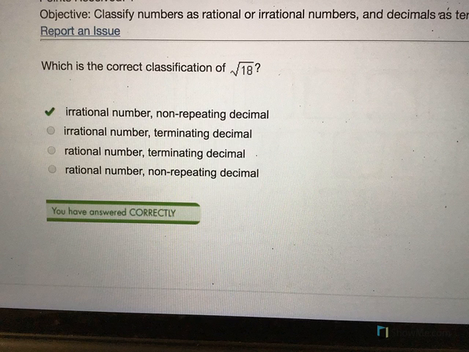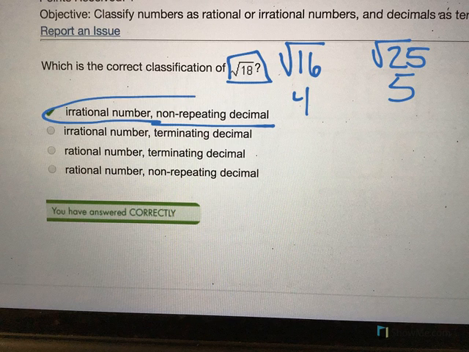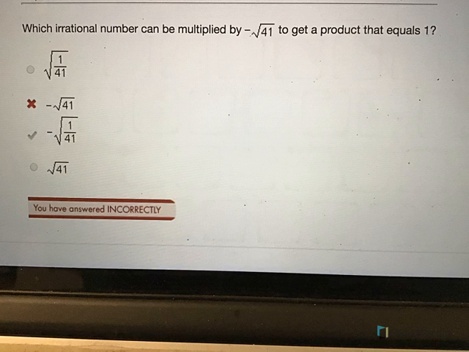All right, which is the correct classification of the square root of 18? Just want to hit on this one more time. It's not a perfect square. It's in between square root of 16, which is 4, and the square root of 25, which is 5. So these are perfect squares. Square root of 18 is not. That means it's irrational. Means it goes on forever with no pattern, and that's why this is the answer for square root of 18.